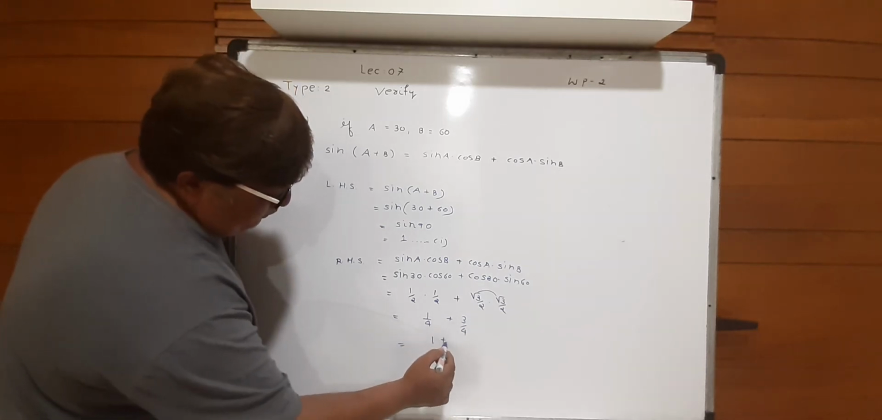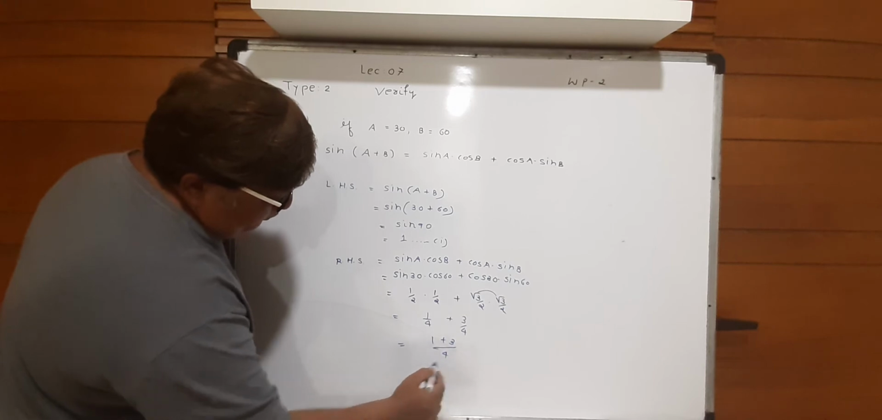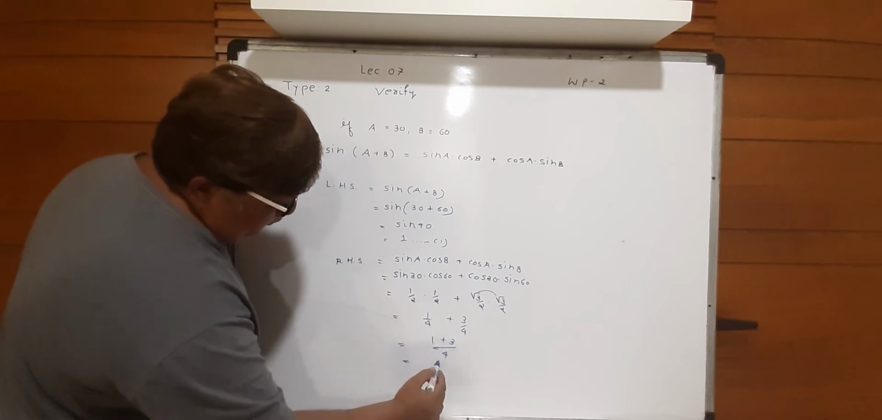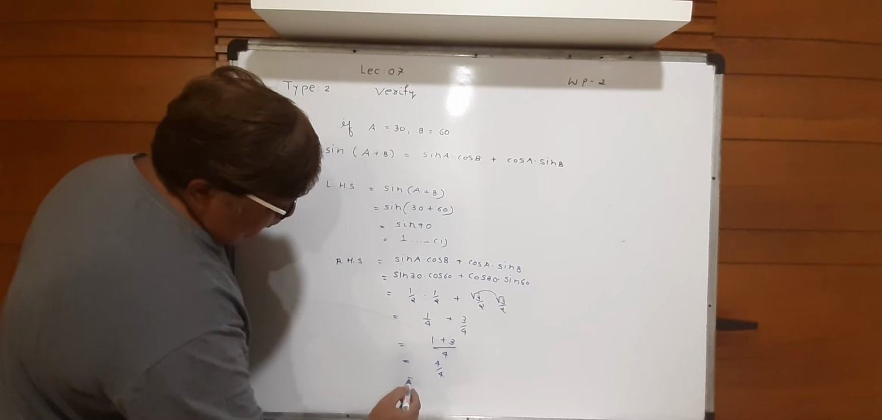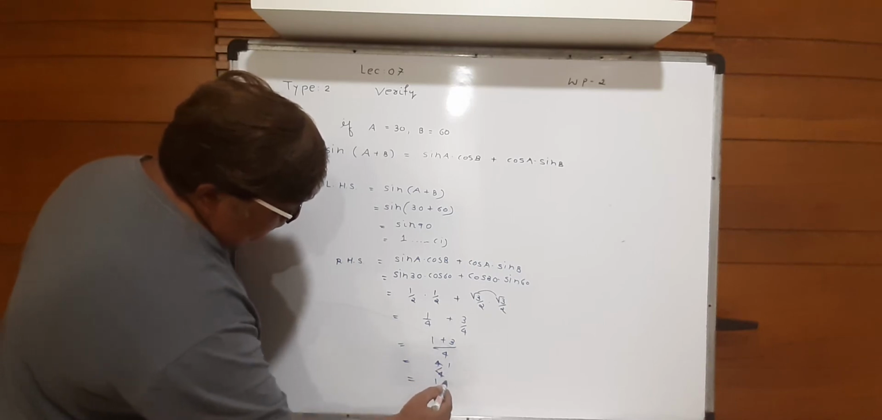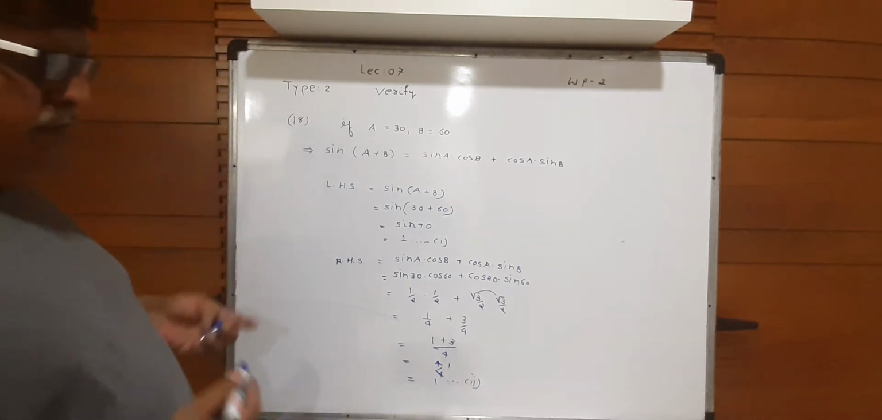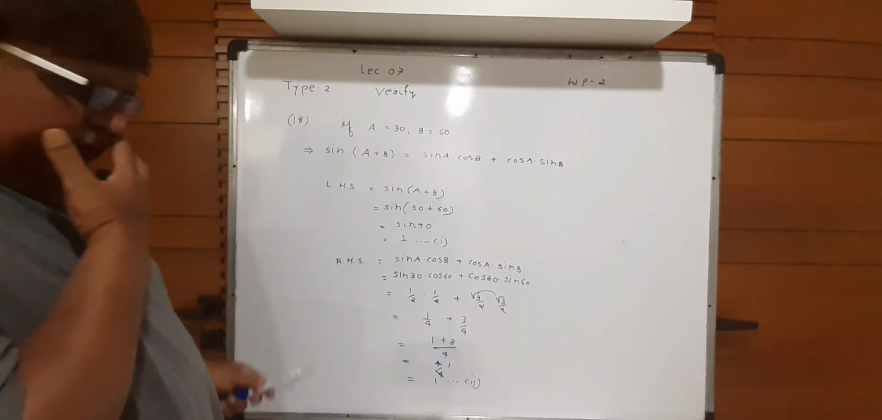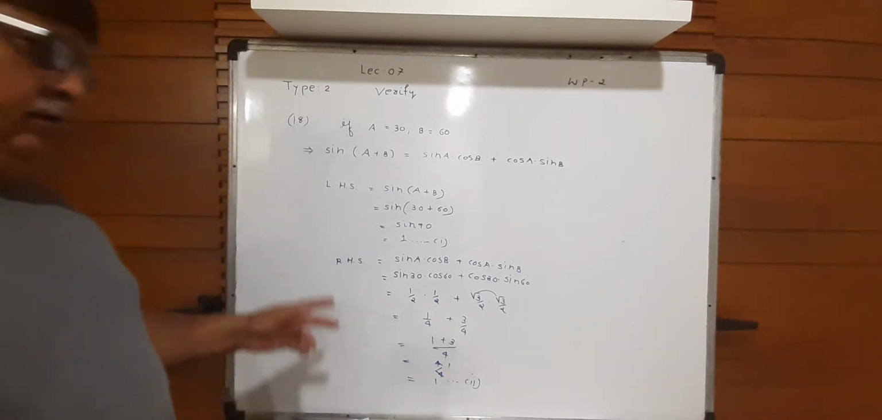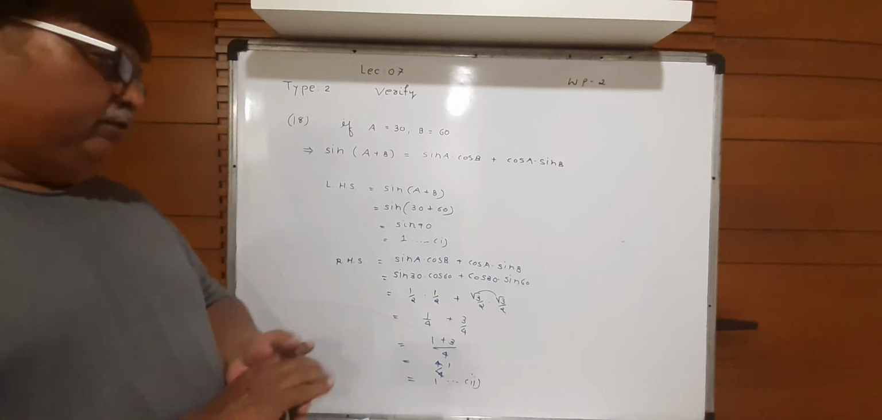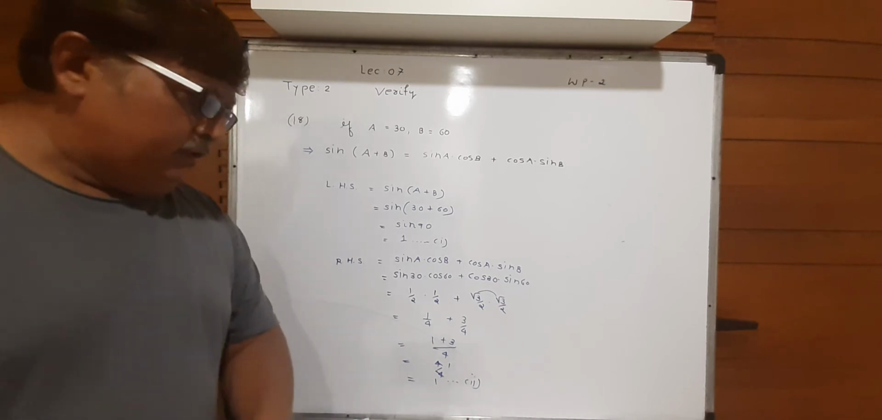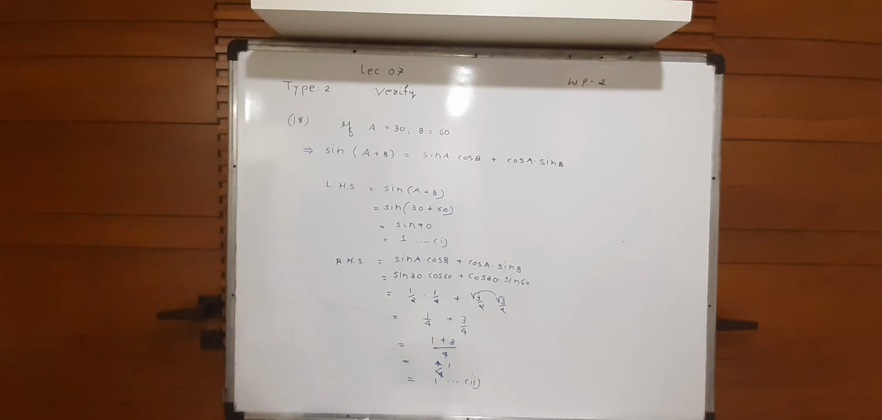3 upon 4. Common LCM: 1 plus 3 upon 4, you got 4 upon 4, cancel, 1. That's result number 2. And at last you just have to write the statement. What is that? From results 1 and 2, LHS equal to RHS. This is actually an identity. Understand?